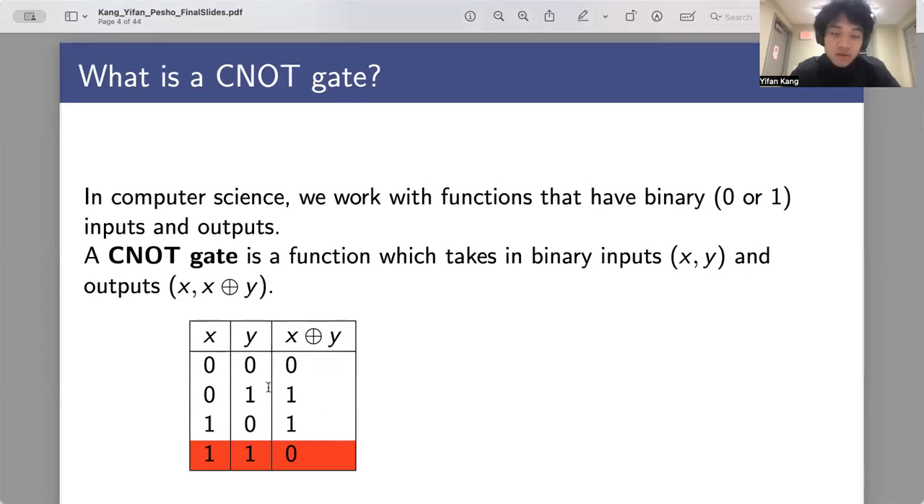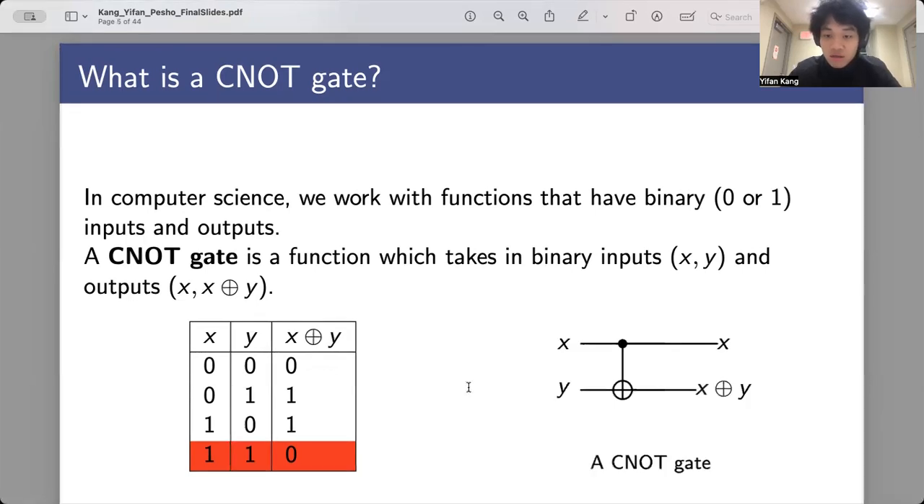The only difference between x XOR y and x plus y is that when x and y both equal 1, x XOR y becomes 0 instead of 2 because we're doing mod 2. And this is how we visualize a CNOT gate in a quantum circuit.